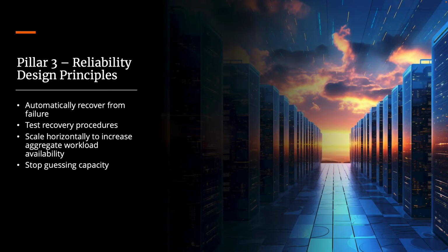Another design principle is to stop guessing capacity. A common failure with on-premise workloads is resource saturation, when demands placed on a particular workload exceed the capacity of that workload. In the cloud, you want to monitor demand and workload utilization and then automate the addition or removal of resources using tools like autoscaling.